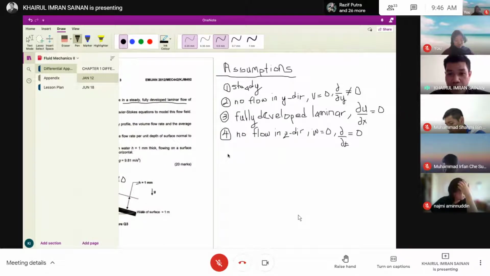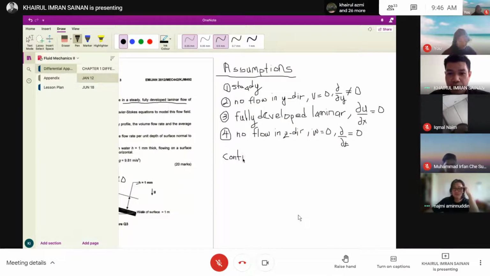Okay, next is what? What is the next step? What do we have to do? There are 2 equations that you need to solve. Continuity equation. Please solve the continuity equation.